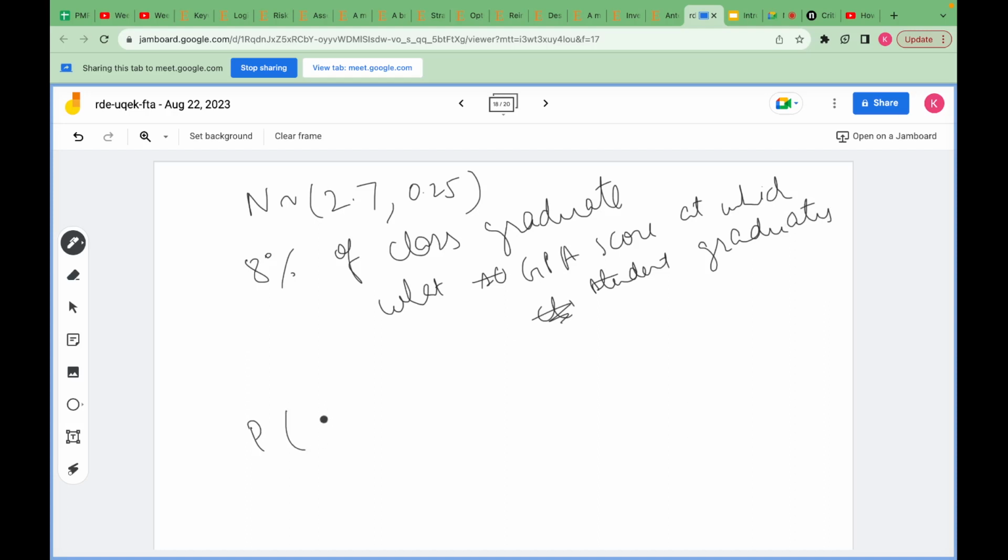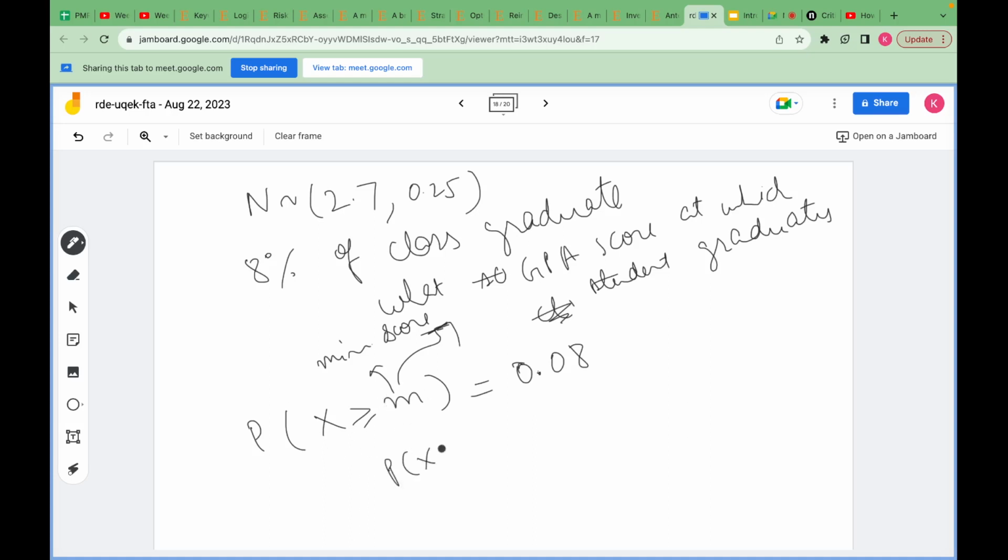So we are asked the probability that x is greater than or equal to m. Let m be the minimum score to graduate. Only 8% of the people are able to score higher than this m, because only 8% of the class graduated. So only 8% of the class score higher than m, which is the minimum value to graduate.